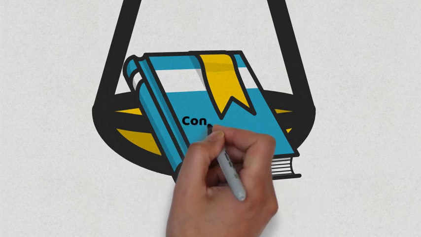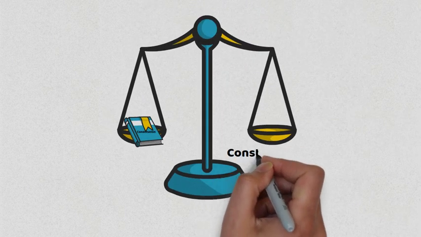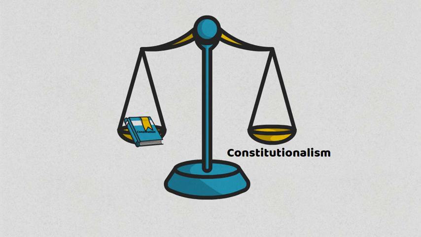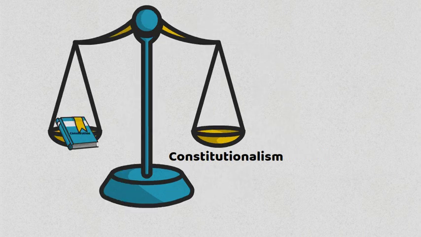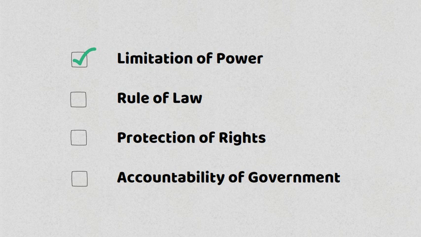A constitution is a set of written rules and principles that governs a country. But constitutionalism is more than just having a constitution, it's about how that constitution works to limit power and ensure liberty. At its core, constitutionalism embodies four key principles. First, limitation of power, which means no authority is absolute and every entity has its limitation.